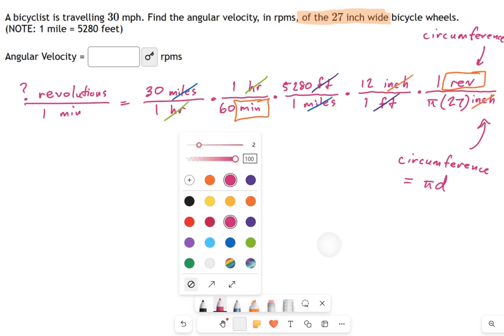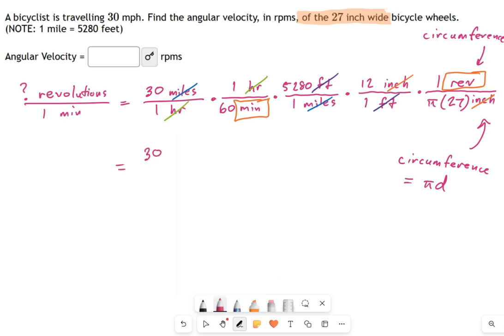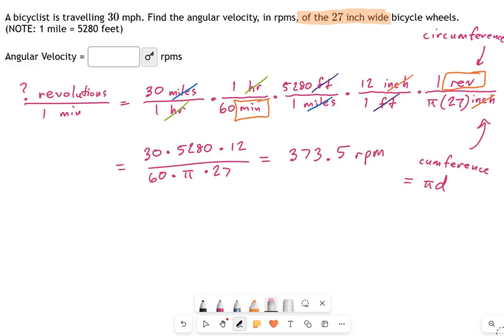So this one's kind of lengthy. I'm going to show you how these calculations work out. This is going to be on top 30 times 5,280 times 12. Okay, I think that's everything from on top. And on bottom, I have 60 times pi times 27. Now, when you actually run through the calculations, you might want to do the top first by itself and the bottom by itself so you don't mess up some kind of parentheses thing. But just check and see that you're getting the same thing as my calculator shows me, which is 373.5 RPMs. Okay, that's what I've got for this guy in terms of revolutions per minute on those wheels.